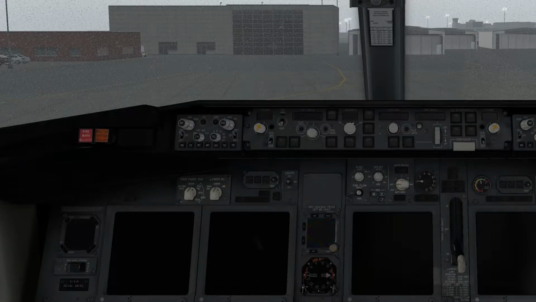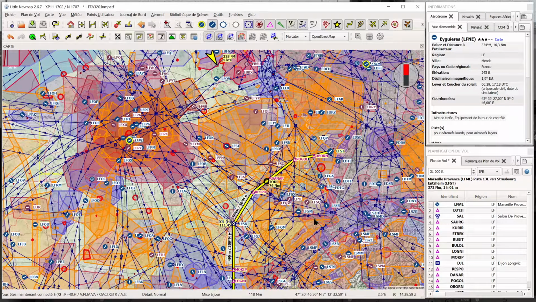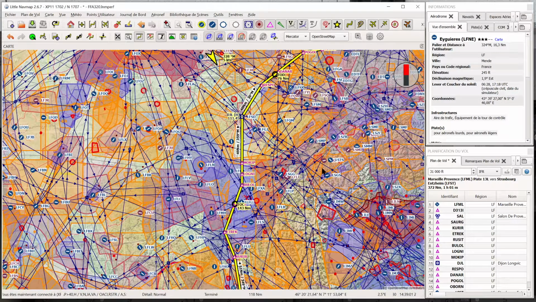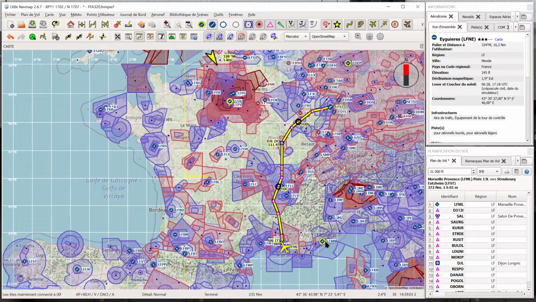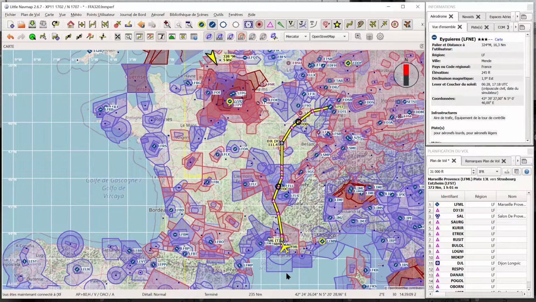Welcome back. Today we will be flying from Marseille, Provence towards Strasbourg-Entzheim. We have prepared the flight plan in Little Nav Map. Here is the flight plan. It is a little complicated, but we shall see.